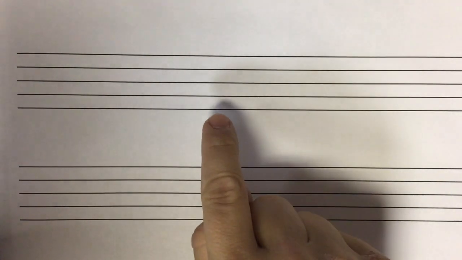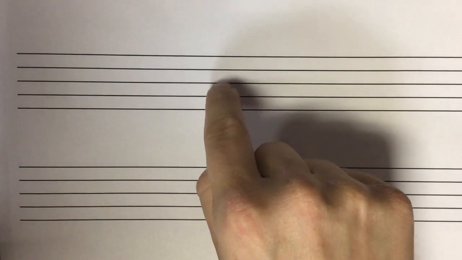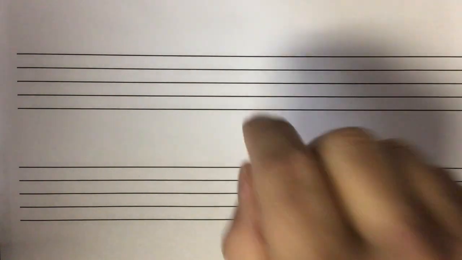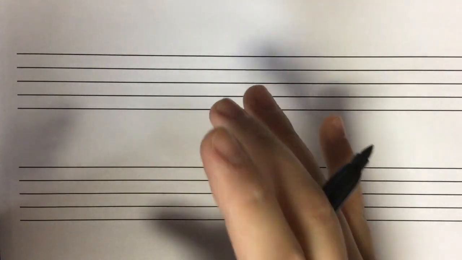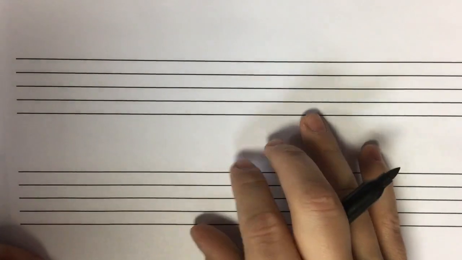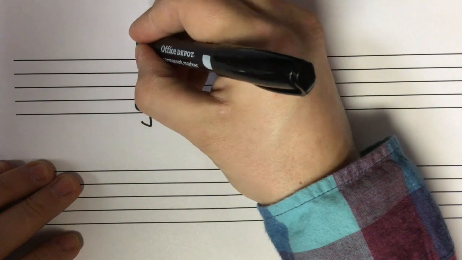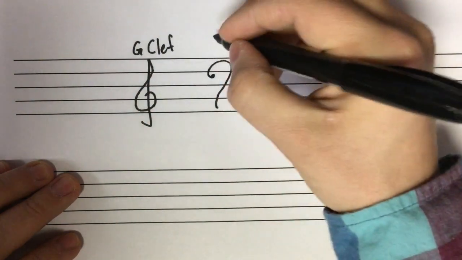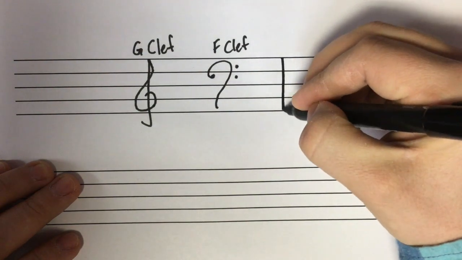Okay, so what we have here are two sets of staff lines, and each staff has 1, 2, 3, 4, 5 lines, and 1, 2, 3, 4 spaces. Now, with that being said, we also have 3 different clefs that we use in orchestra. We have the treble clef, also known as the G clef, the bass clef, also known as the F clef, and then of course the alto clef.